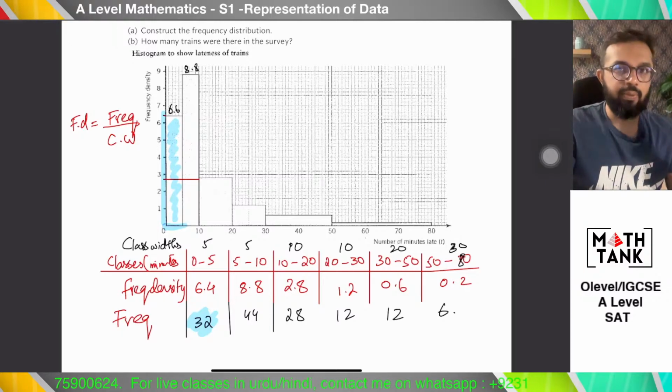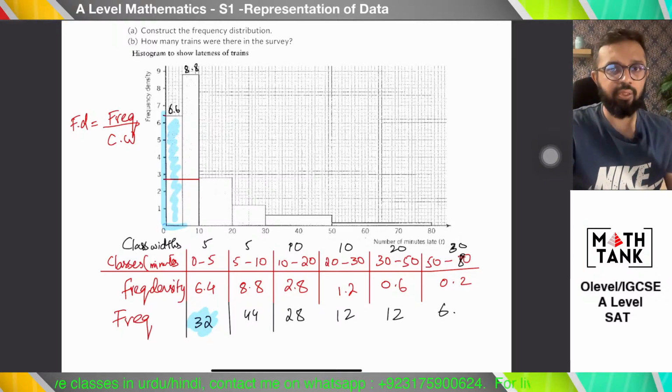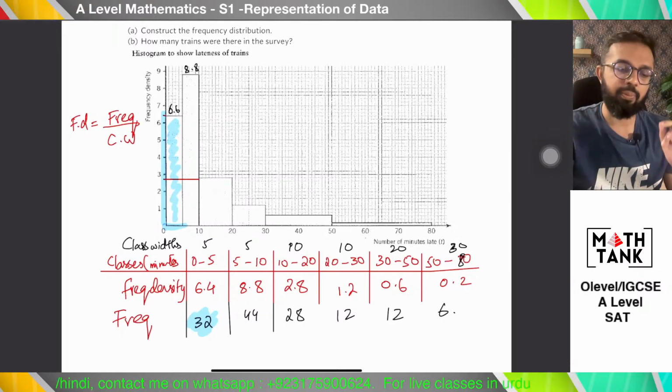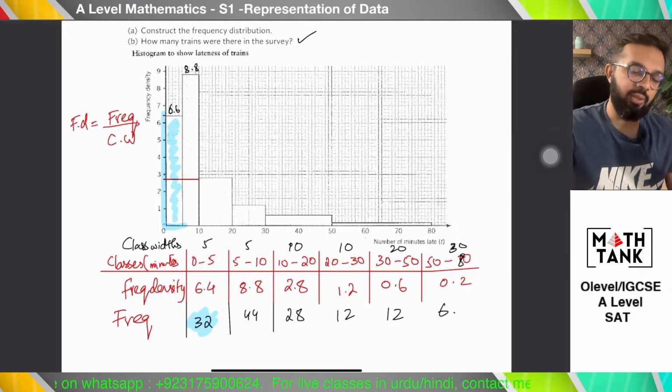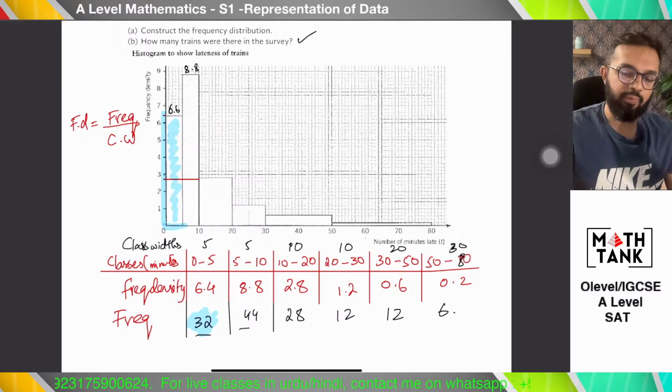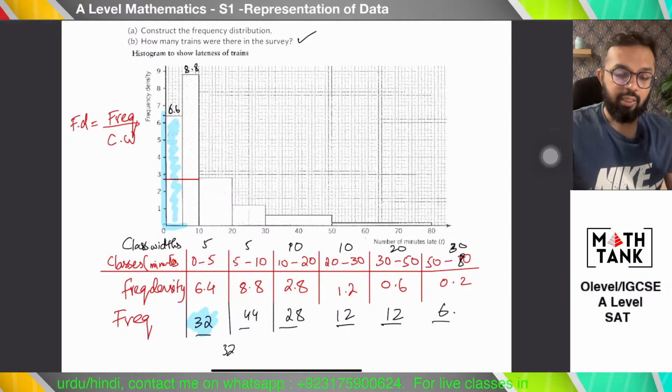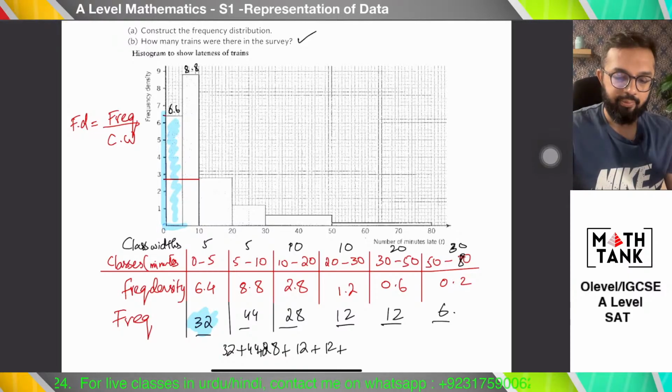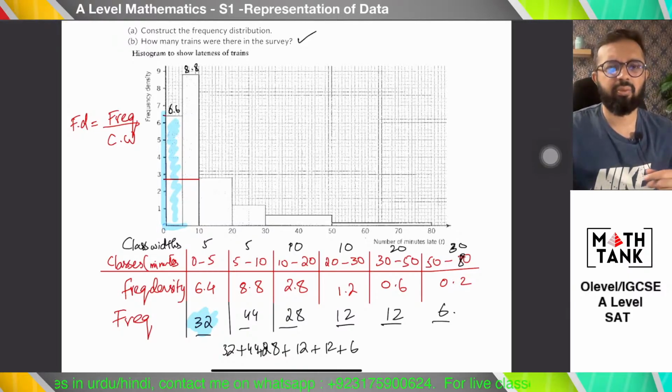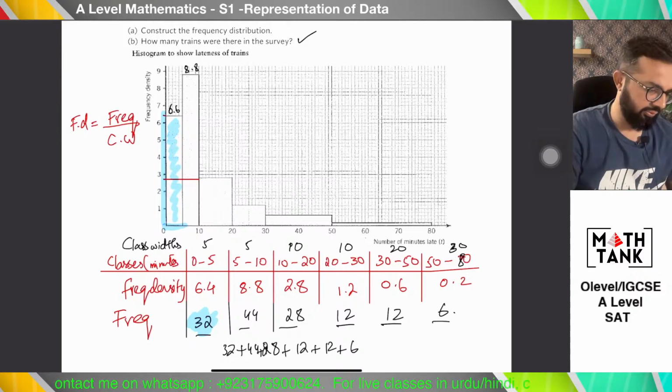Okay, so this was what was written in the lecture notes. I had to explain it later on, इसलिए मैंने वहाँ पे रखा था. Then how many trains were there in the survey? So what you do is you add up all of these: 32, 44, 28, 12, 12, and 6. So I get what? Can someone add this for me quickly? I don't get it. Yeah, sorry.